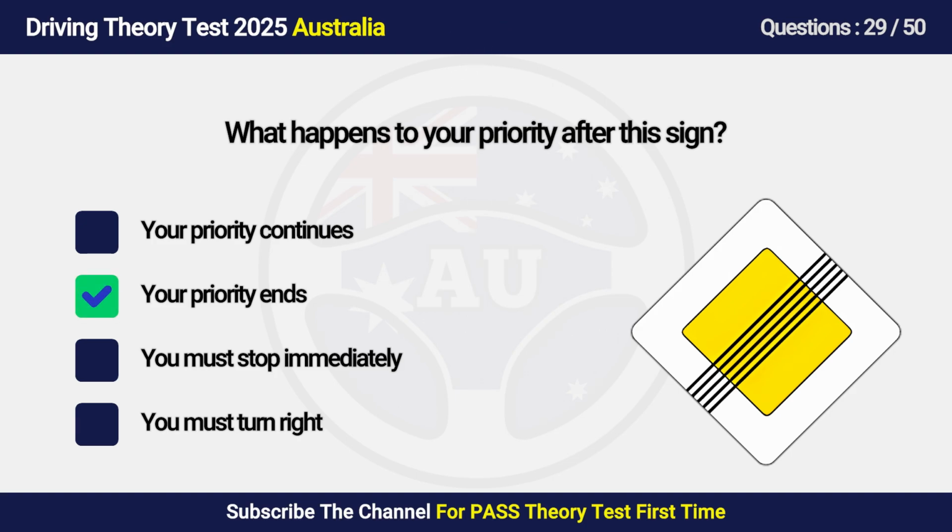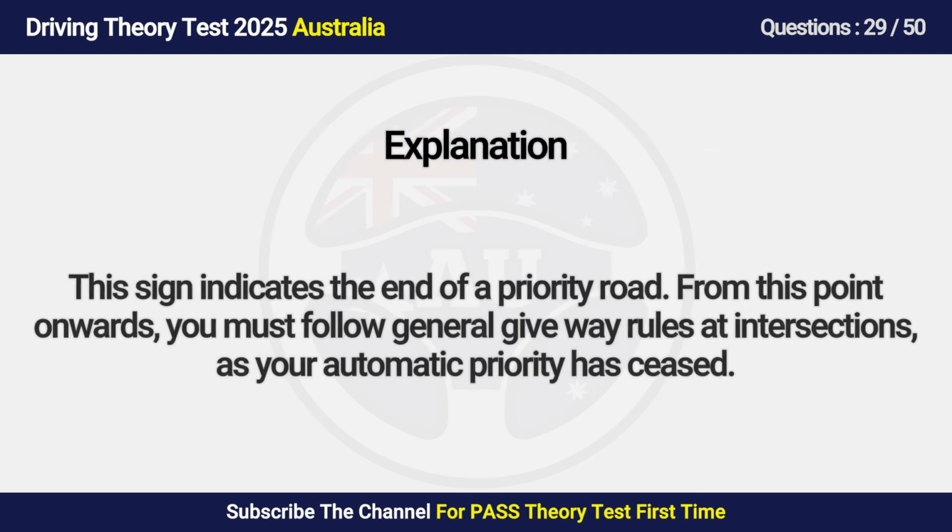Answer is B, your priority ends. This sign indicates the end of a priority road. From this point onwards, you must follow general give way rules at intersections, as your automatic priority has ceased.